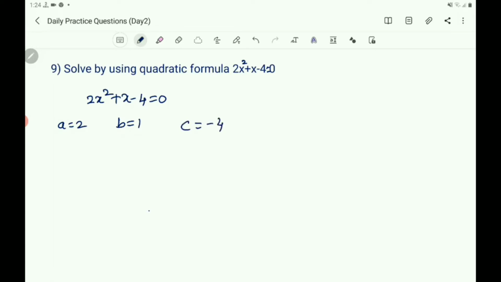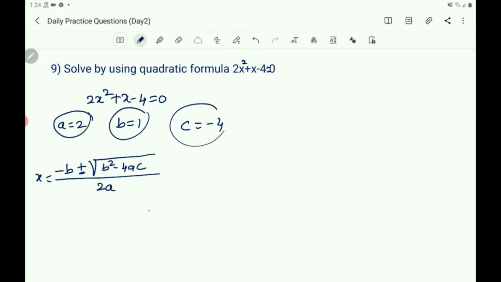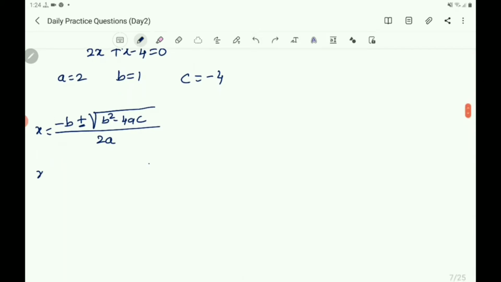Now you write the formula. What is that? x equals minus b plus or minus whole root b square minus 4ac divided by 2a. After writing the formula, substitute the value of a, b and c in this formula. This is the quadratic formula. Then you write x equals minus, and you write the value of b. b is 1. Plus or minus, and square root of, again here you write the value of b square.